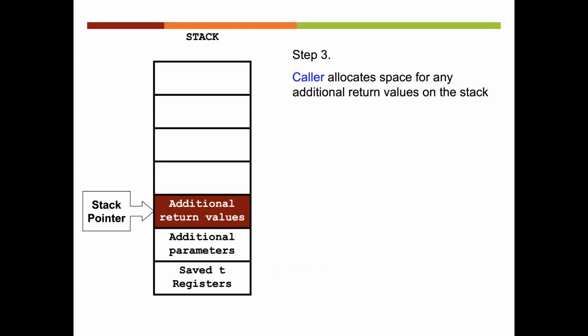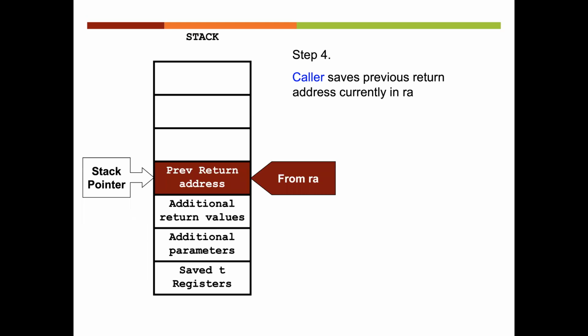Next, we'll have our caller allocate appropriate space for any additional return values on the stack. These return values are added to the stack and the stack pointer is incremented. Once we have the additional return values on our stack, we'll need to advance to the next step.